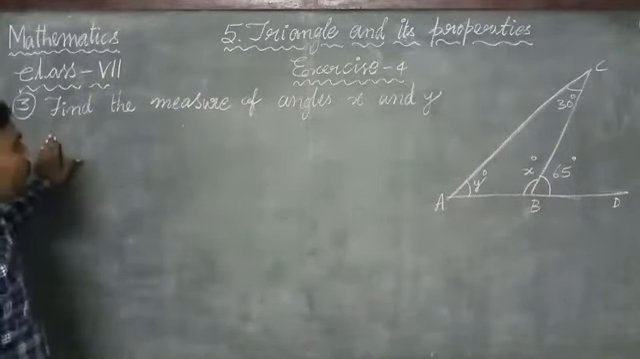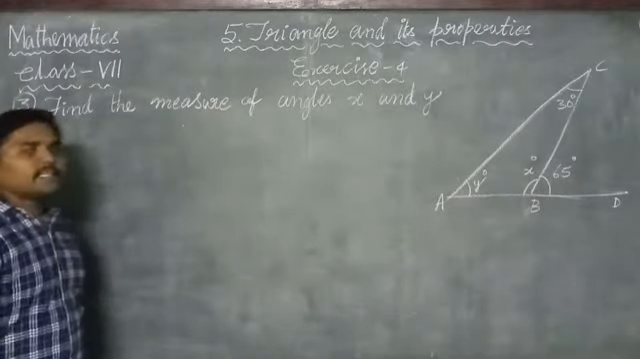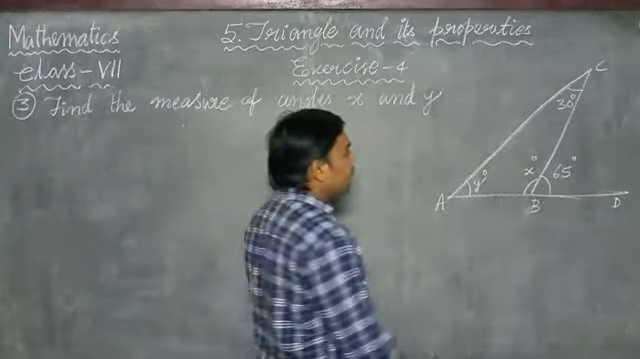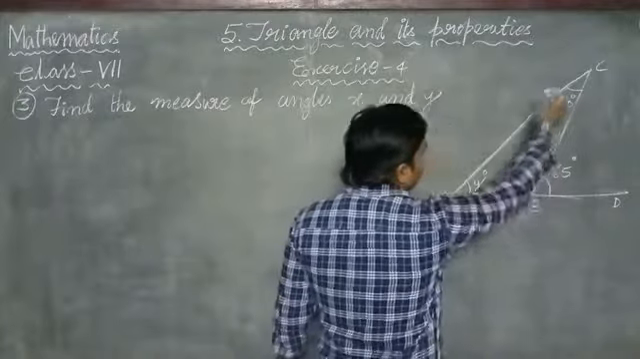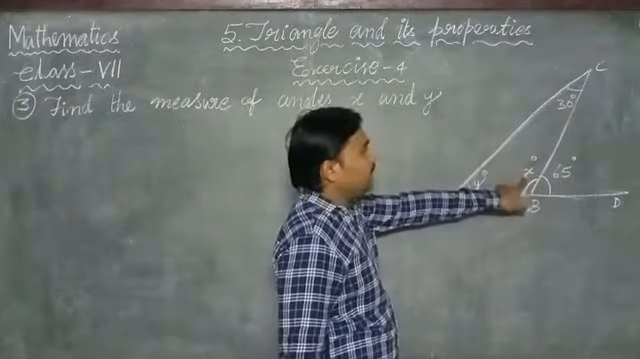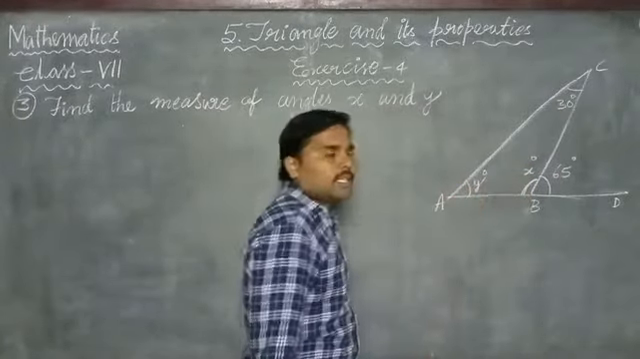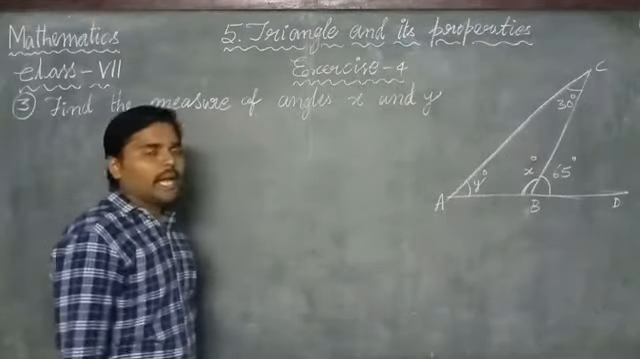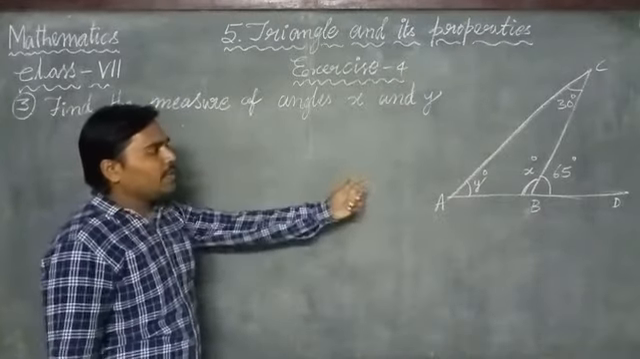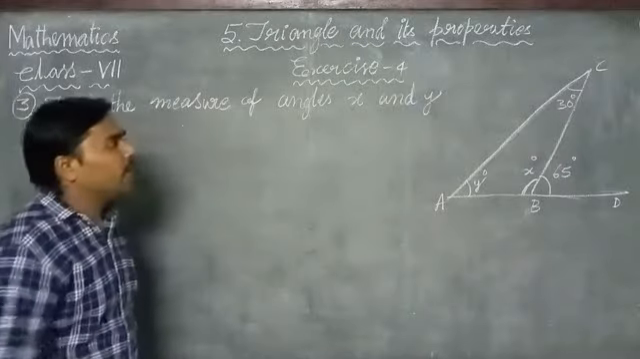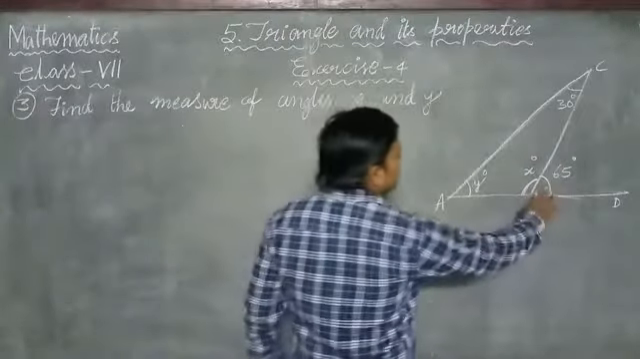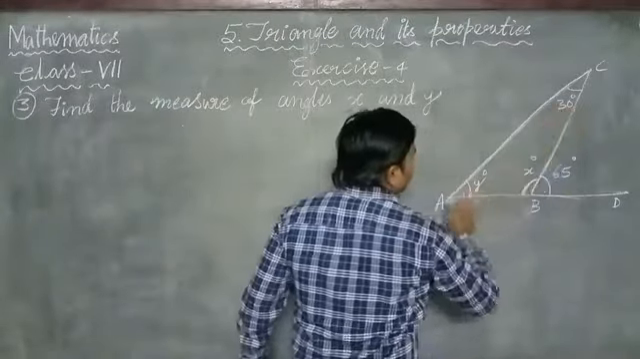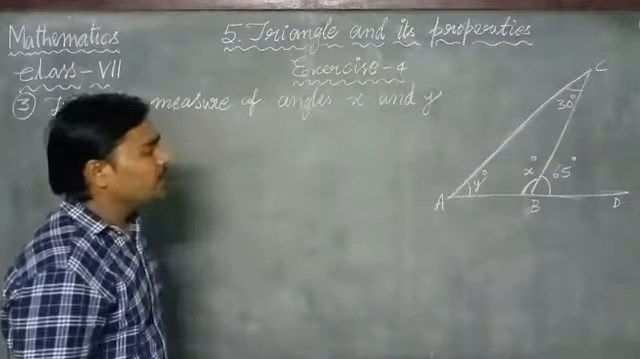Third problem: find the measure of angles X and Y in the given figure. Here they have given the triangle ABC. In that, X and Y are the two unknown angles. Now we have to find the two unknown values by using the exterior angle. By using the exterior angle property, the sum of opposite interior angles is equal to the exterior angle.